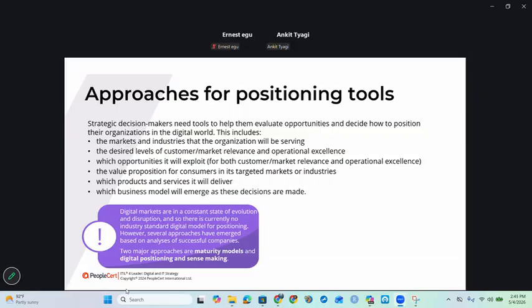Digital markets are in a constant state of evolution and disruption. So there is currently no industry standard digital model for positioning. There are no set standards for digital positioning of the organization, because we are still in a state of constant evolution, so we cannot have a standard approach and use it for a longer period. That's why things keep changing. However, several approaches have emerged based on the analysis of successful companies. Two major approaches are the maturity models and digital positioning and sense making. So let's see.